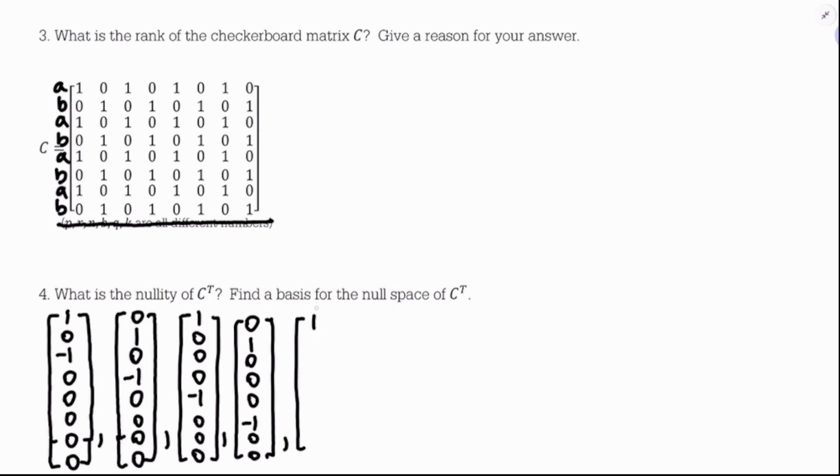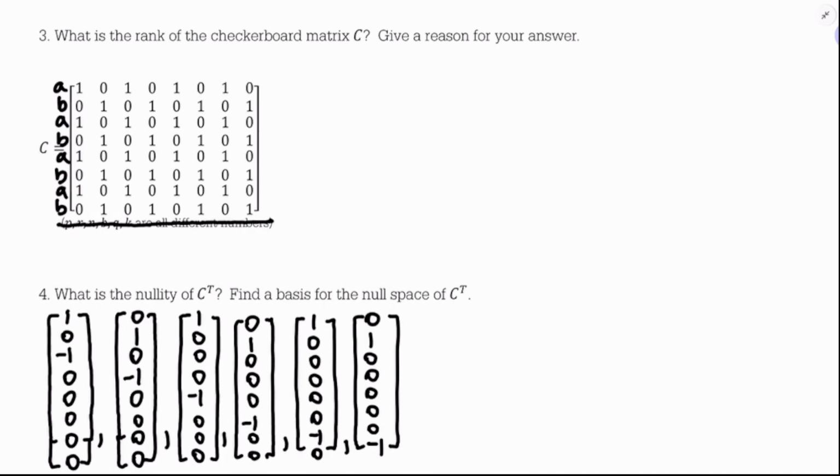Okay, so now I need the first with the last, so it would be first and seventh. 2, 3, 4, 5, 6, 7, 8. Then second and eighth. 1, 2, 3, 4, 5, 6. Oh, whoops, one too many. All right, so that's a basis for the null space of C transpose.